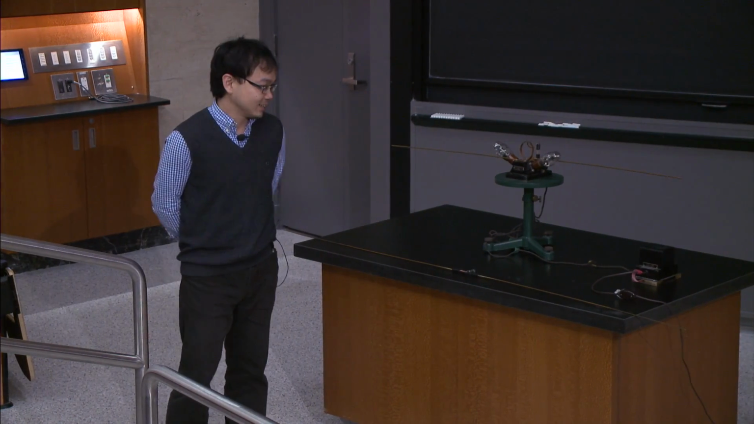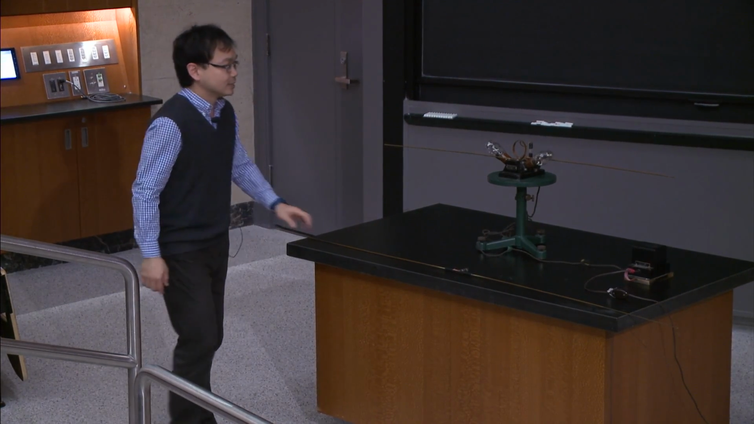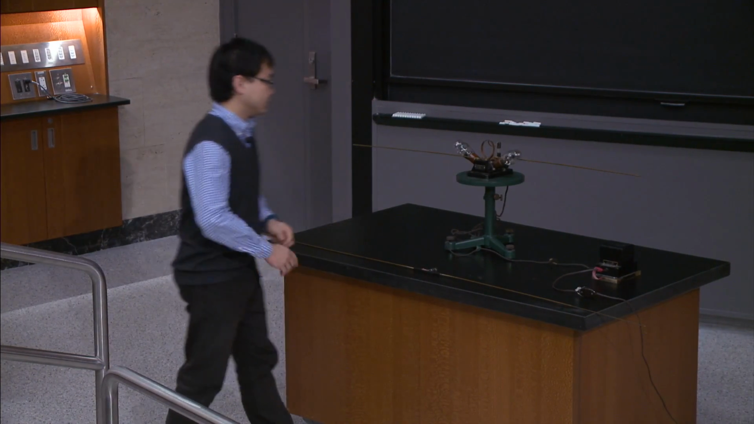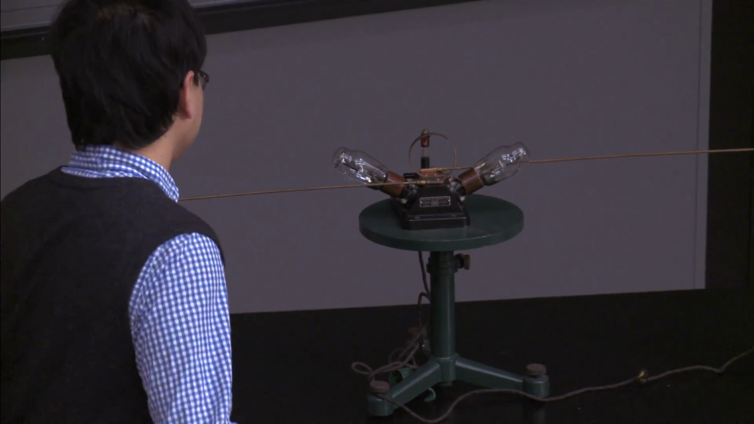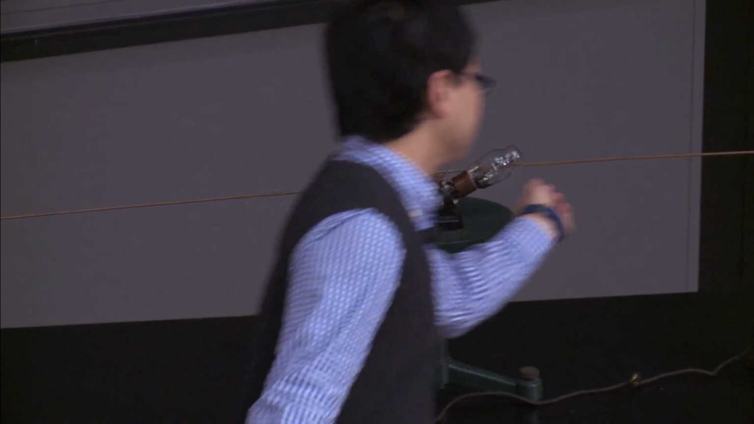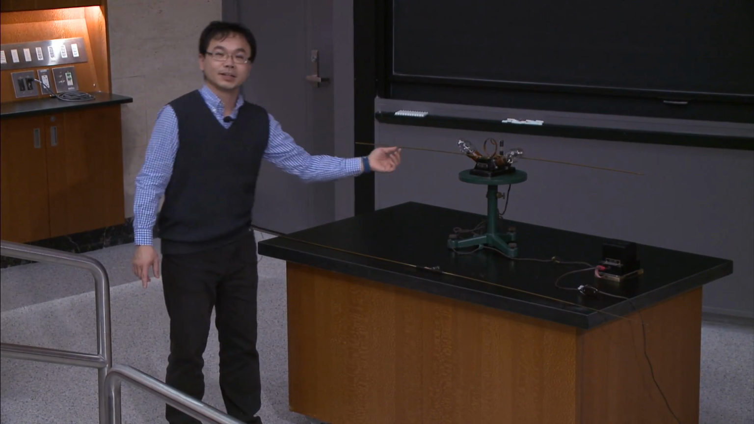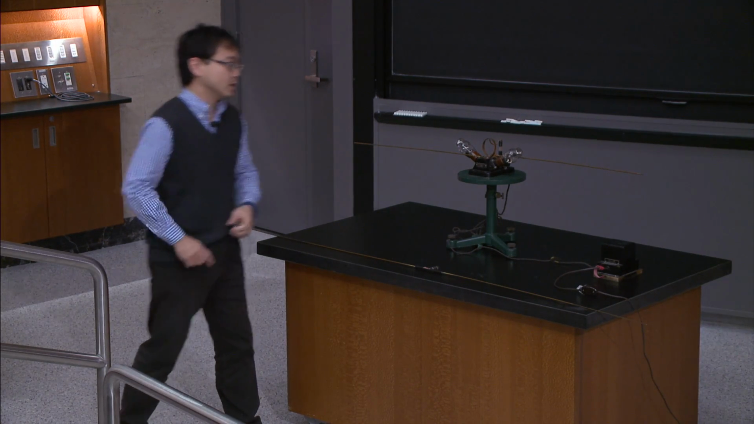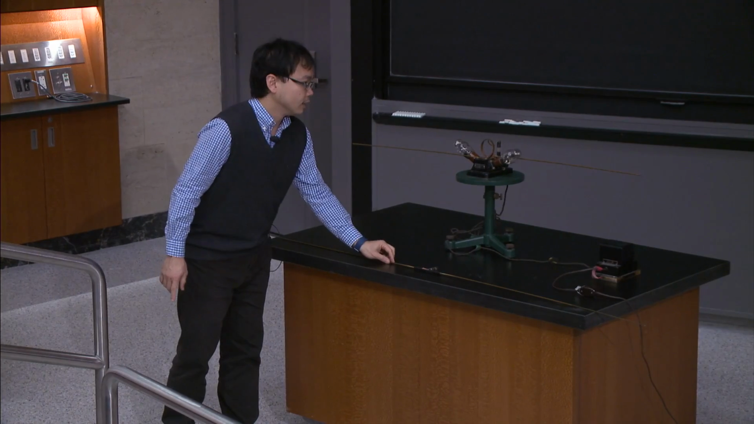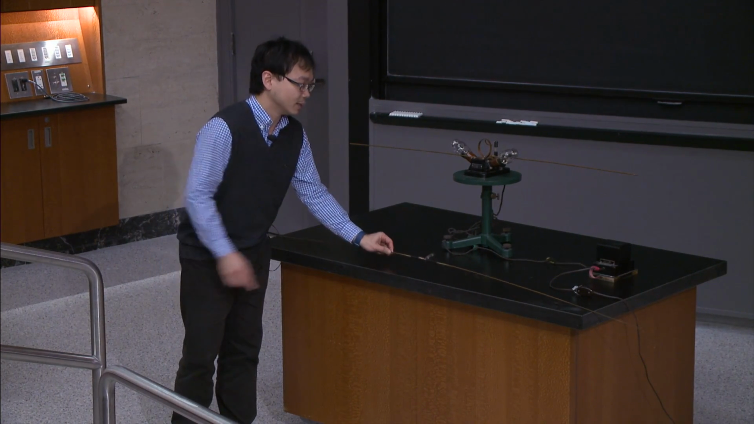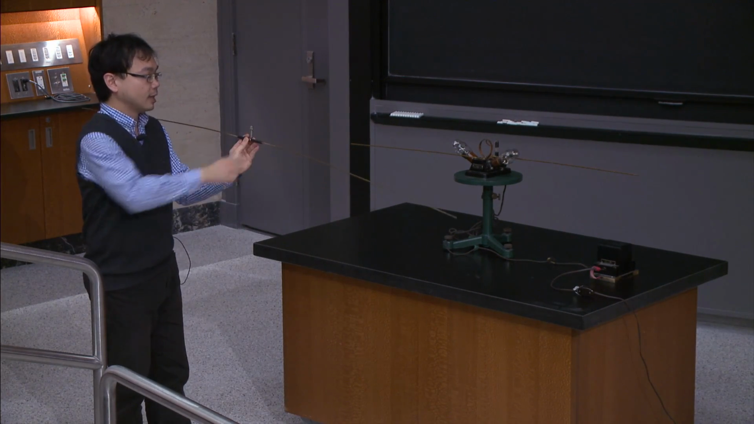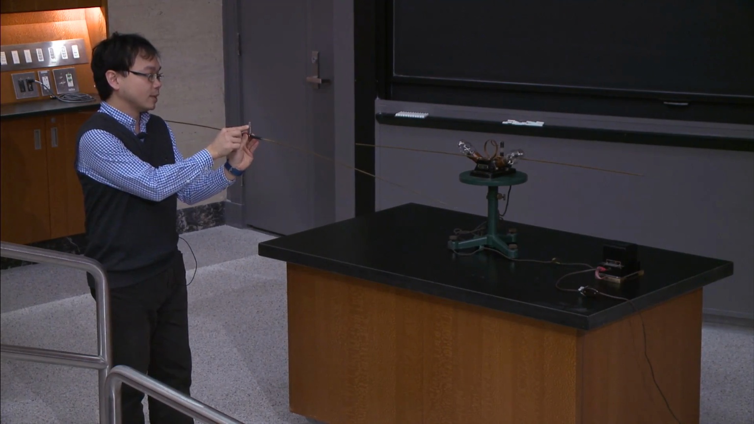Hello, everybody. So today we are going to show you a demonstration of dipole radiation. Here is the setup. We have a radiator here with two antennas, and when I turn it on, there will be current going back and forth through these two antennas, and therefore this setup is going to emit polarized electromagnetic wave. And we are able to detect those electromagnetic waves by using a detector here, which consists of two antennas and one light bulb.